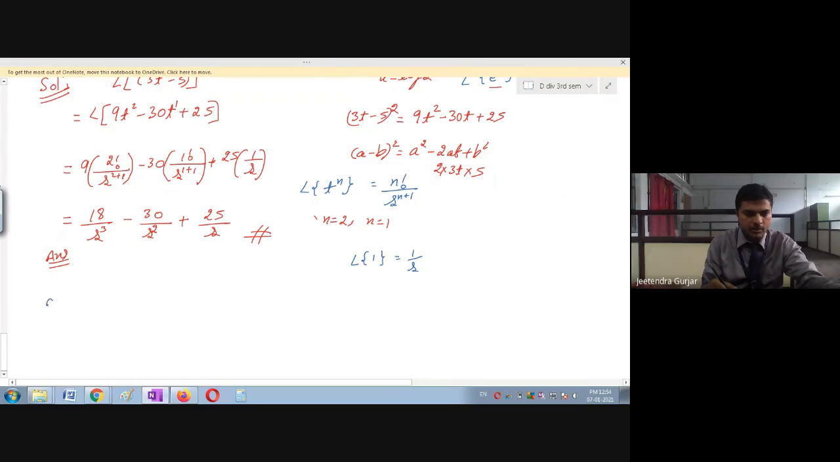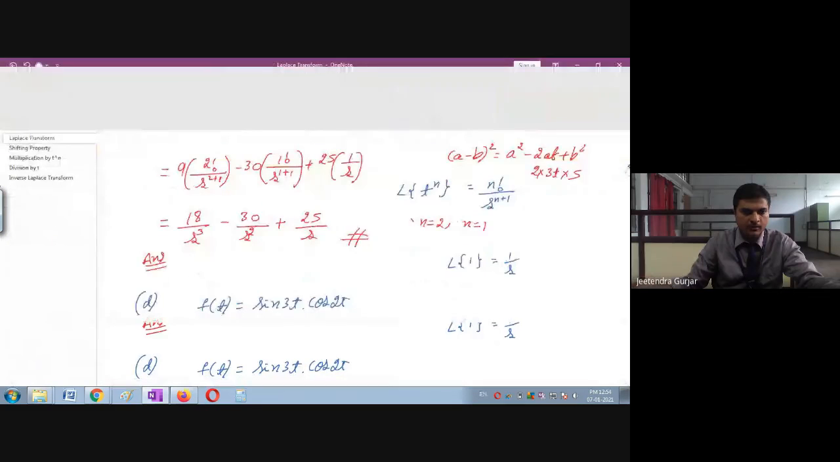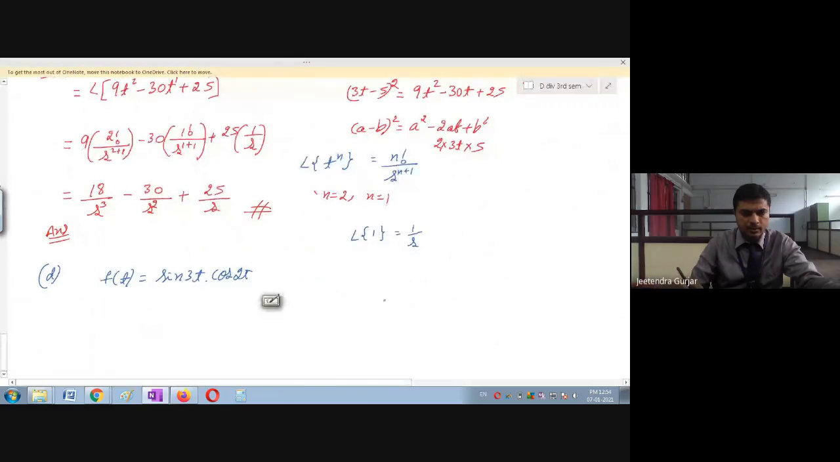So next I'm going to take, yes, f of t is equal to sine 3t into cos 2t. Okay, now you can see very well that directly we don't have any formula, so I'm going to use some trigonometric formulas, right students? So please remember the trigonometric formula, that is sine a cos b. Is it clear?